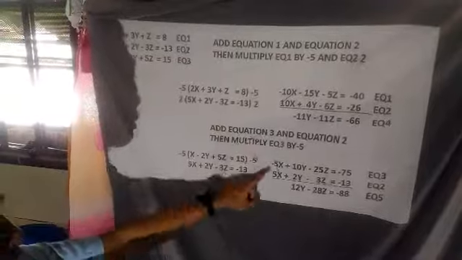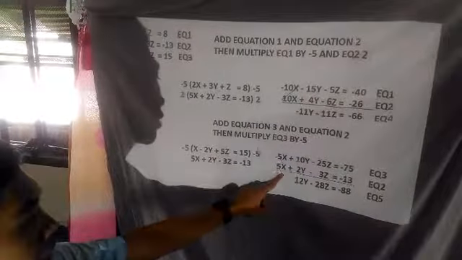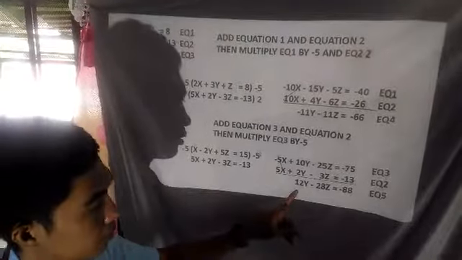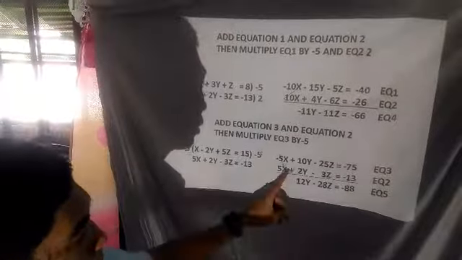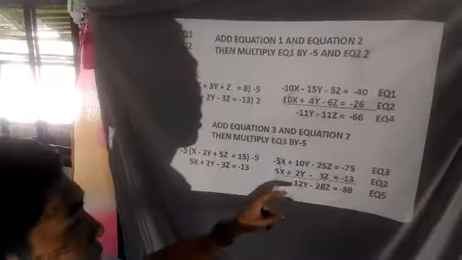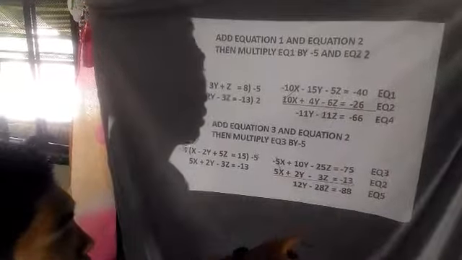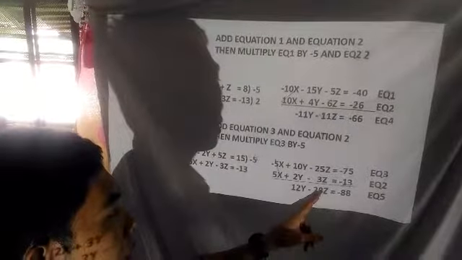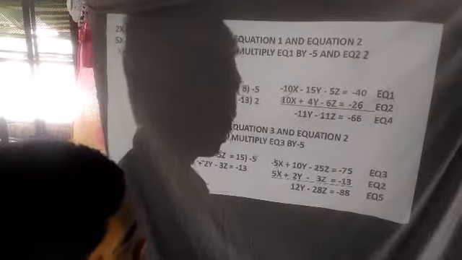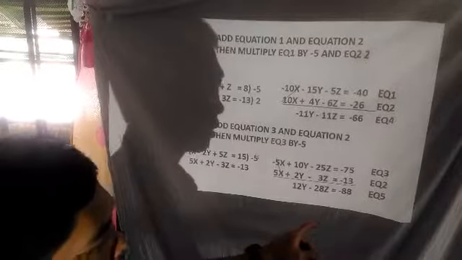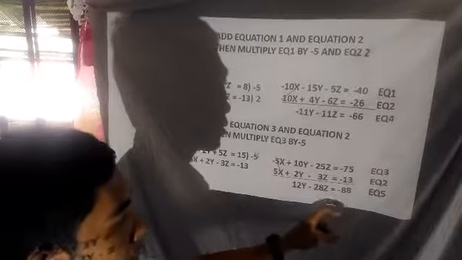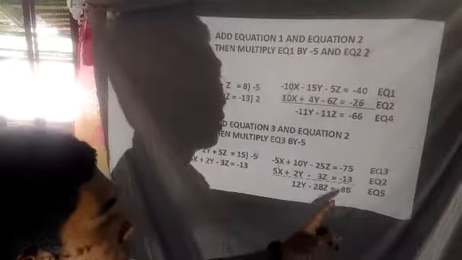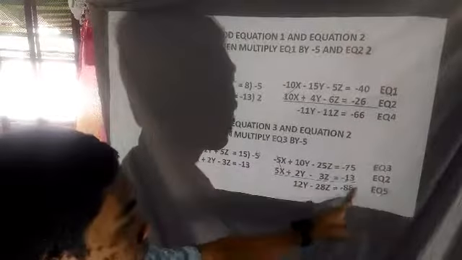So now you eliminate the x and the remaining is y. So we have positive 10y plus positive 2y equals 12y. So we get negative 25z plus negative 3z equals negative 28z. Then negative 75 plus negative 13 equals negative 88. Now we get our equation 5.